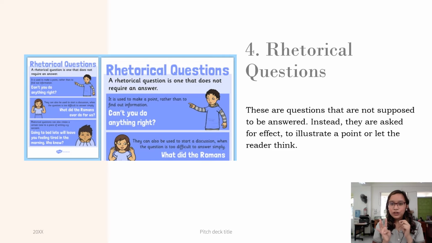Number 4 is called rhetorical questions. So these are questions that are not meant to be answered. It is meant for you to reflect on that. For example, why is the world crying? Something like that. You don't answer it because that's a rhetorical question. It's meant for you to realize what's happening in the world. So when you use a rhetorical question, that's one way of persuading other people.